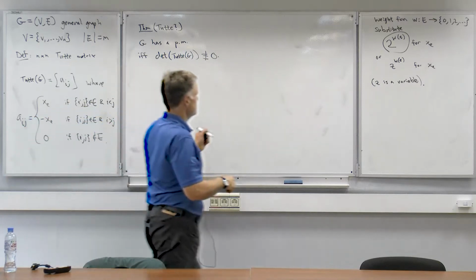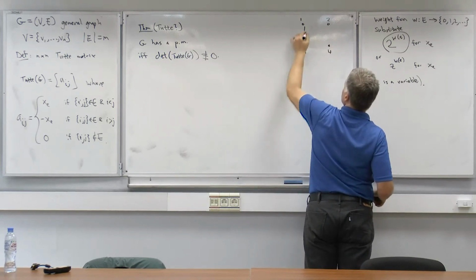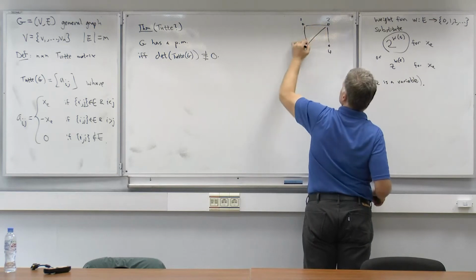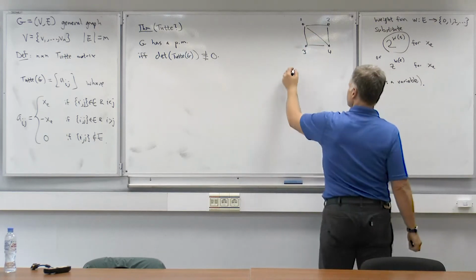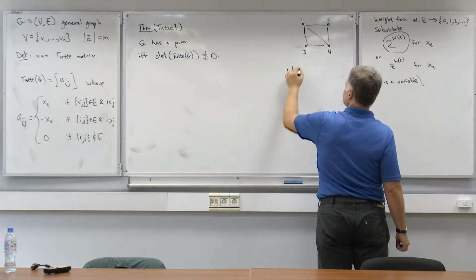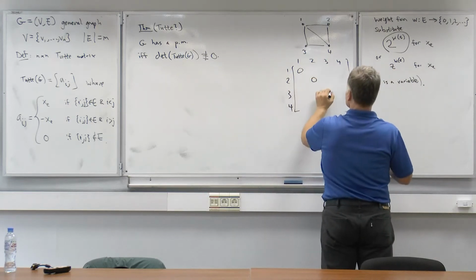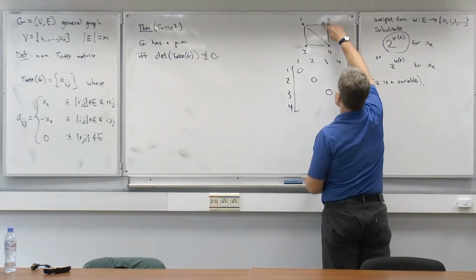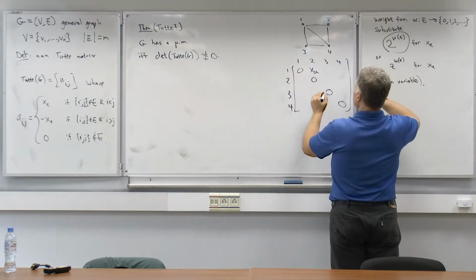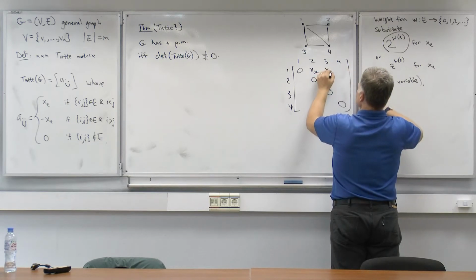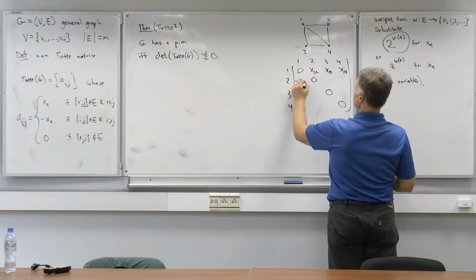So let me just give an example of a Tutte matrix so you get a feel for it. Suppose I have vertices 1, 2, 3, 4 and these edges. Then the Tutte matrix is 4 by 4. I have zeros along the main diagonal. I have an edge from 1 to 2, so this will be x12, that's that edge. I'll have x13, and I'll have an x14. And then I have a minus x12 there.